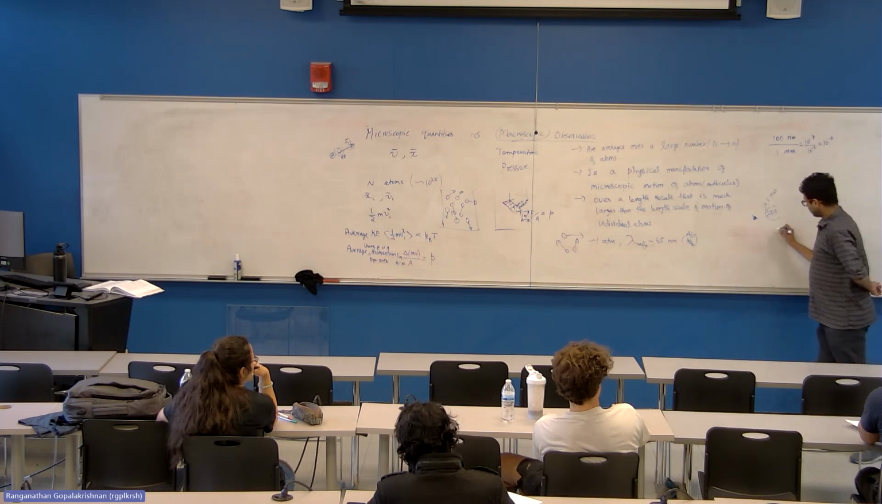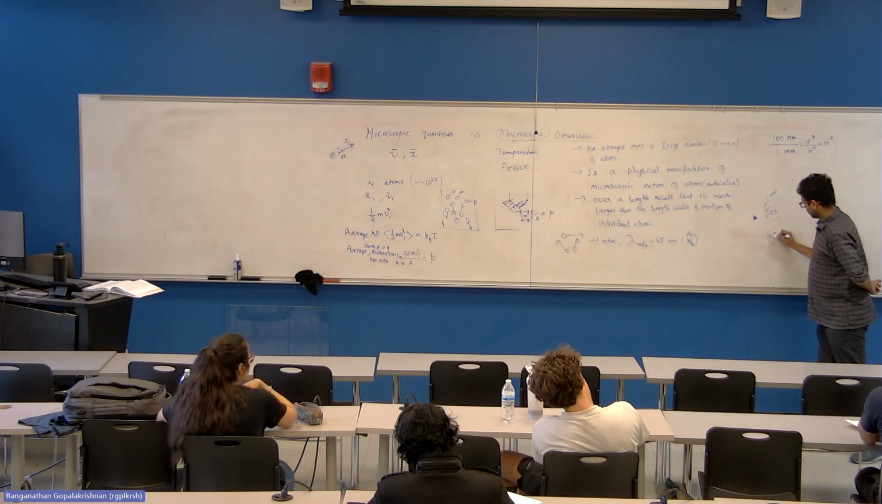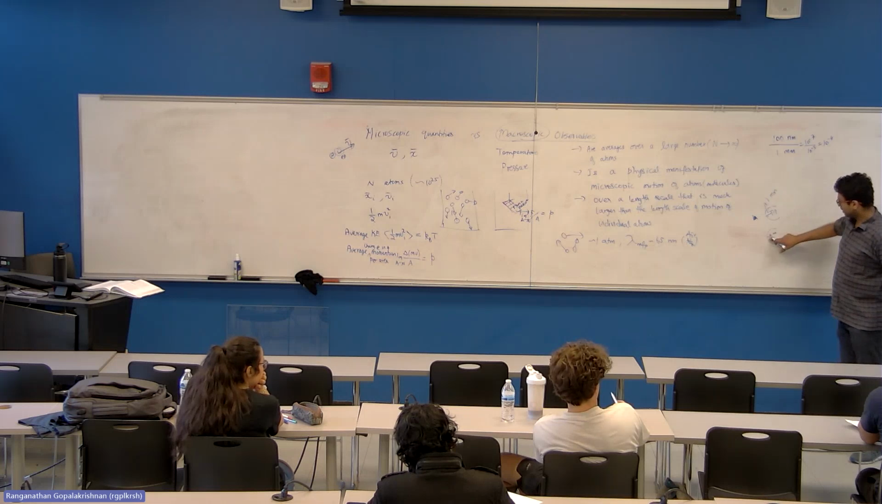If you have a probe tip which is 10 nanometers, if this length represents 10 nanometers, how do I represent 65 nanometers? It has to be 6.5 times longer than this.